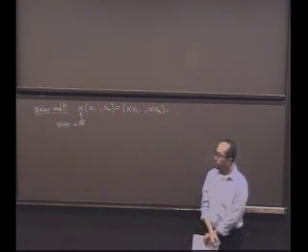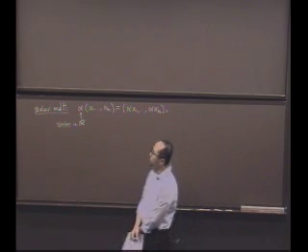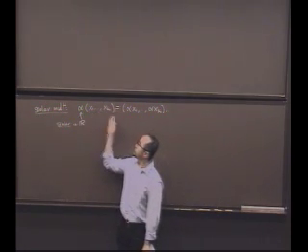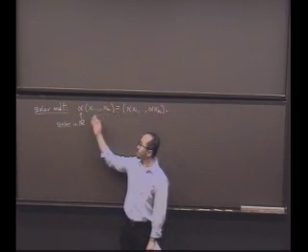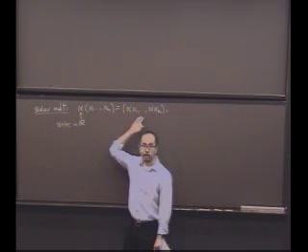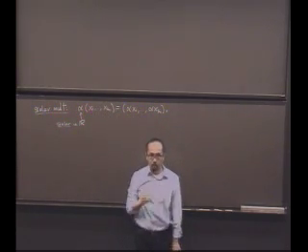Okay? Notice, this is not a multiplication that takes in two vectors and spits out another vector. It takes in a vector and a scalar and spits out a vector. Okay? Bonnie?